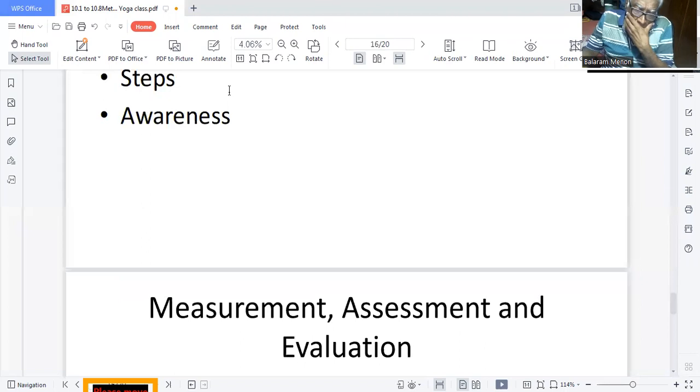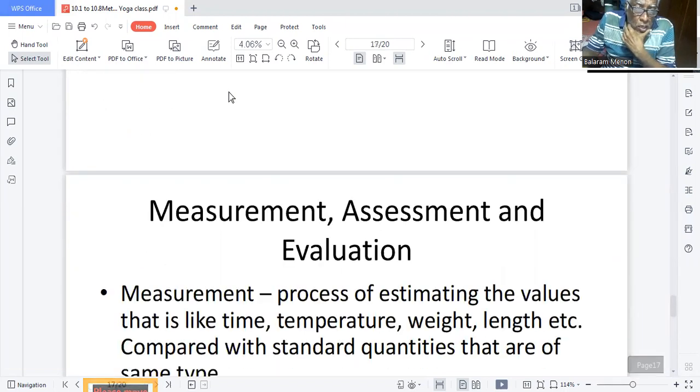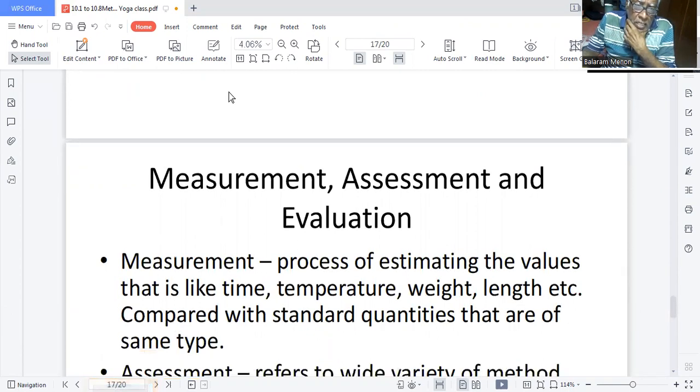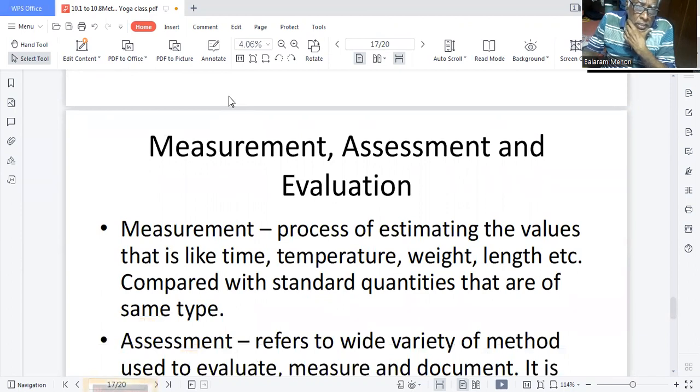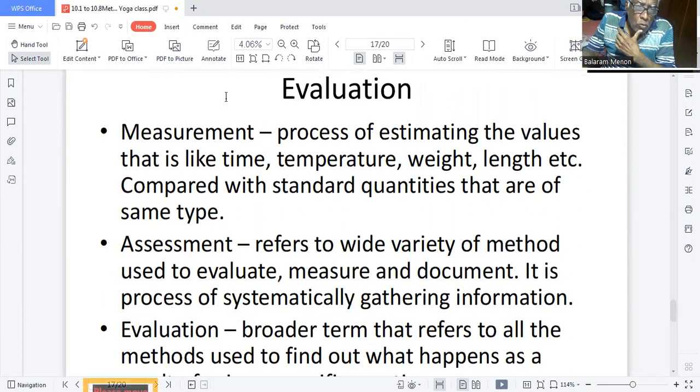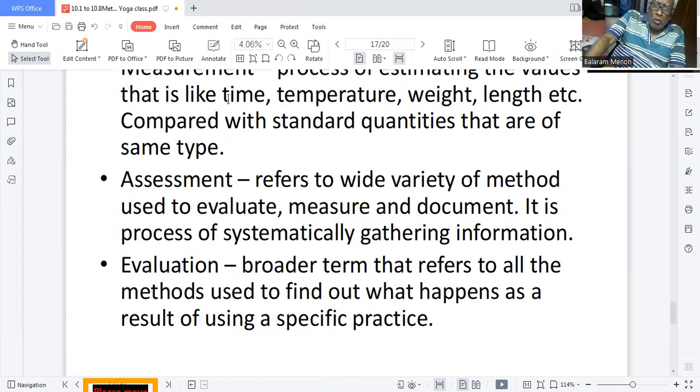Now, measurement, assessment and evaluation. Measurement is the process of estimating the value, like time, temperature, weight, length, etc., compared with the standard quantities of the same type. Assessment refers to a wide variety of methods used to evaluate, measure, and document. It is a process of systematically gathering information. Evaluation is a broader term that refers to all the methods used to find out what happens as a result of using a specific practice. The benefits and the contraindications have to be mentioned to everybody.